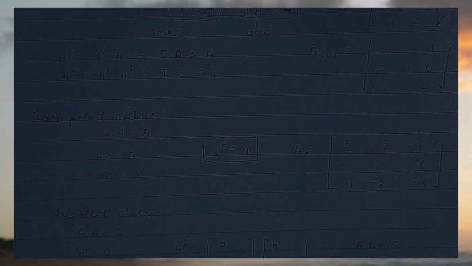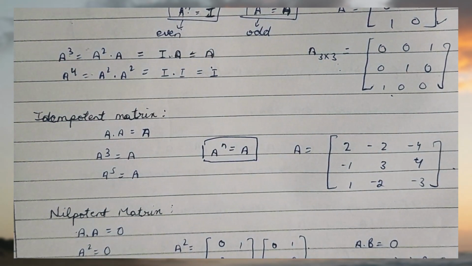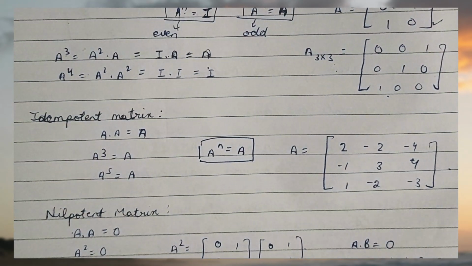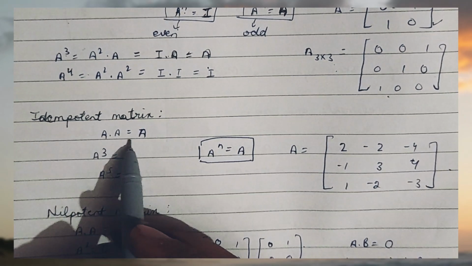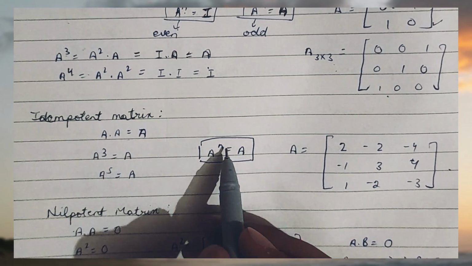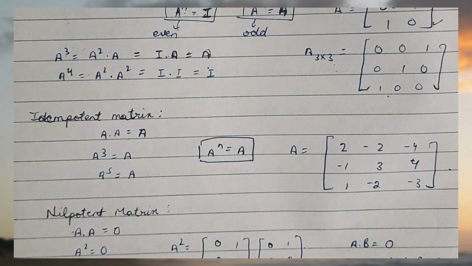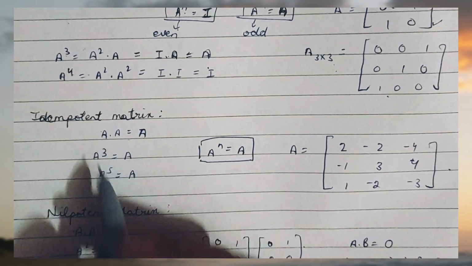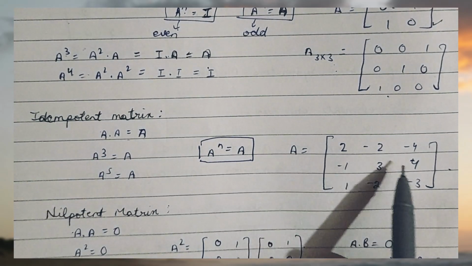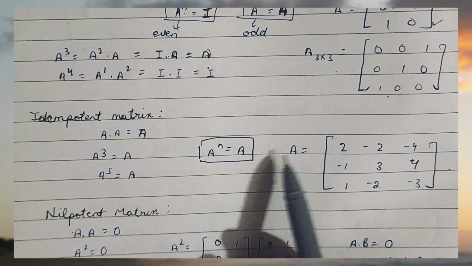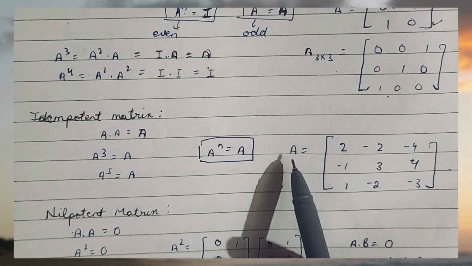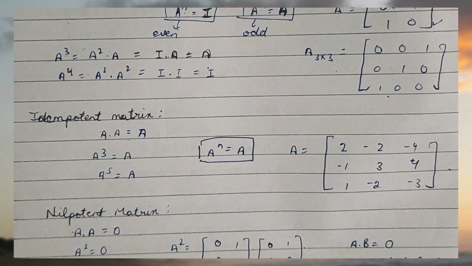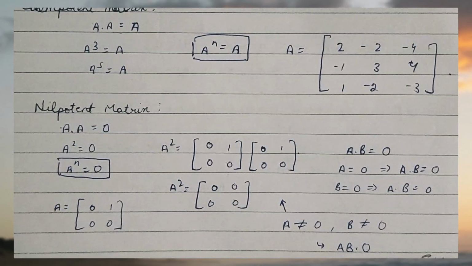For an idempotent matrix, A into A should be A, that is A raised to power n, n can be even or odd. It will always return A, the matrix itself, then it is idempotent. This is an example of an idempotent matrix, where A raised to any natural number power will return the matrix itself. Then comes nilpotent matrix.